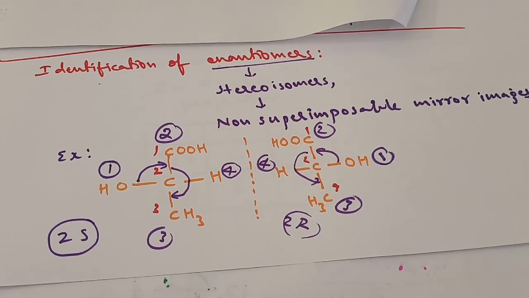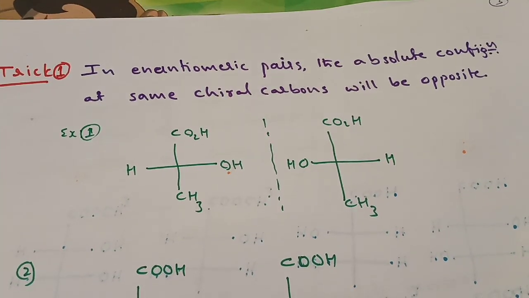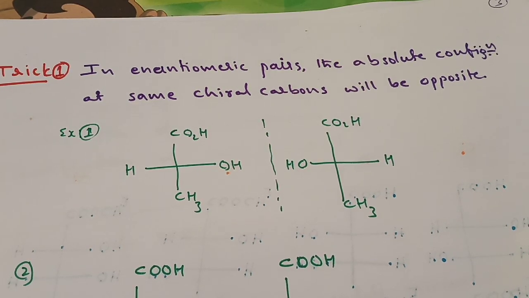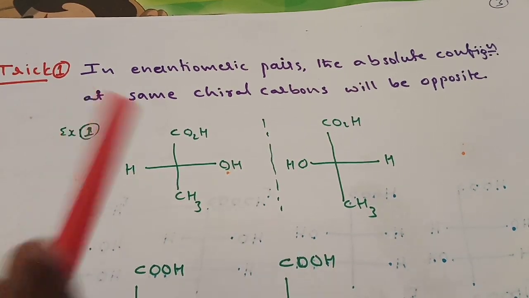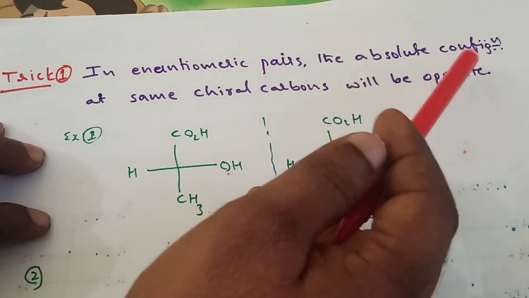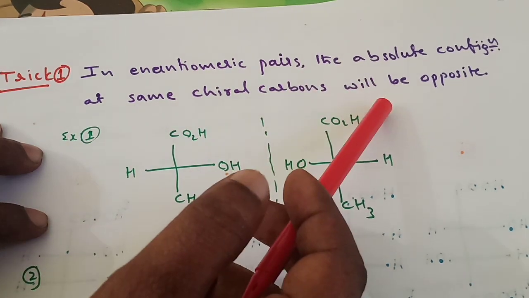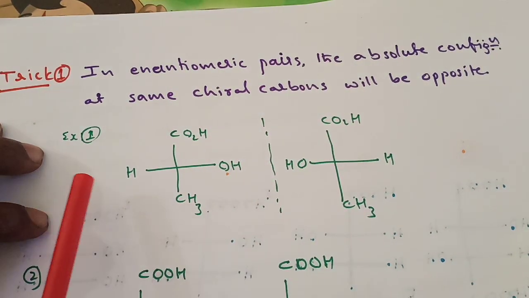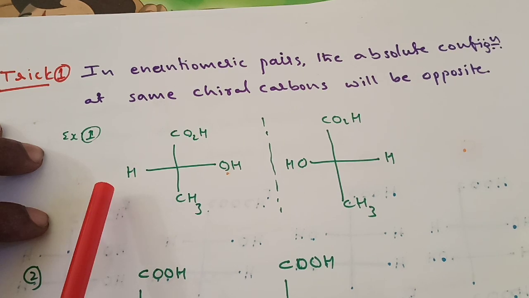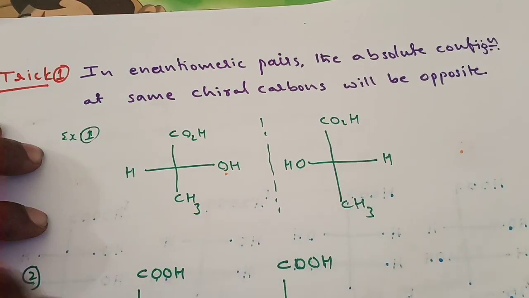From this observation, we can make this statement, or we can say it as a trick. The trick is that in an enantiomeric pair, meaning a pair of two compounds, the absolute configuration at the same chiral centers will be opposite. It means in one compound, if the absolute configuration is R, at the same chiral center in the other compound, the absolute configuration will be S. So that is what we have to observe.